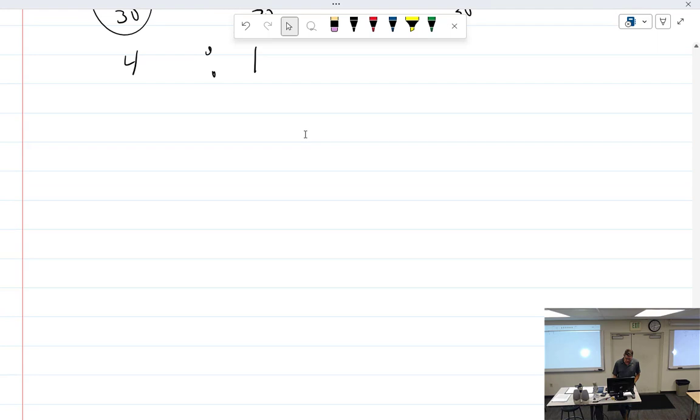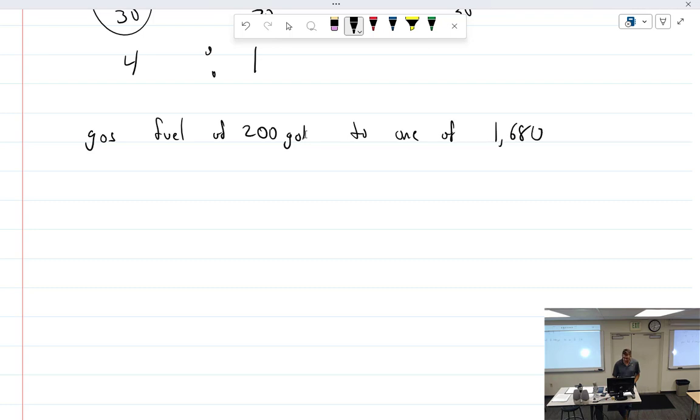What is the ratio of a gasoline fuel load of 200 gallons to 1,680 pounds? I don't know where I get these things. I think I actually got this off the FAA. What are we going to do with that mess?